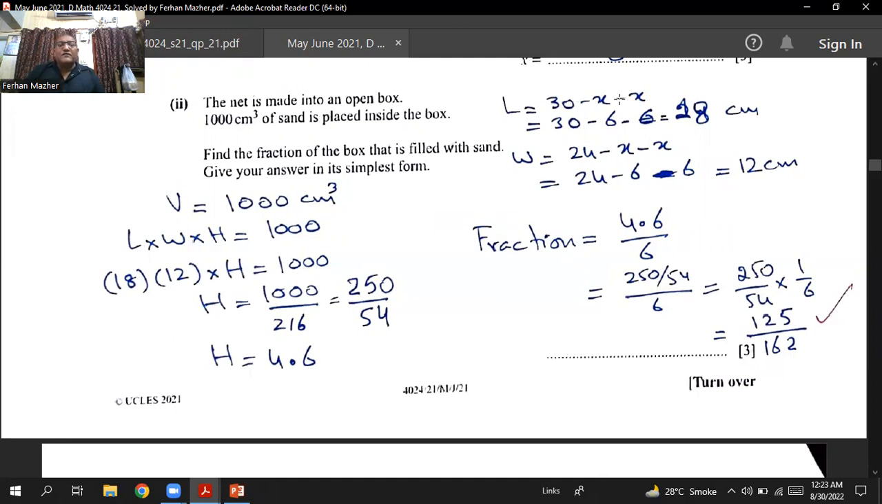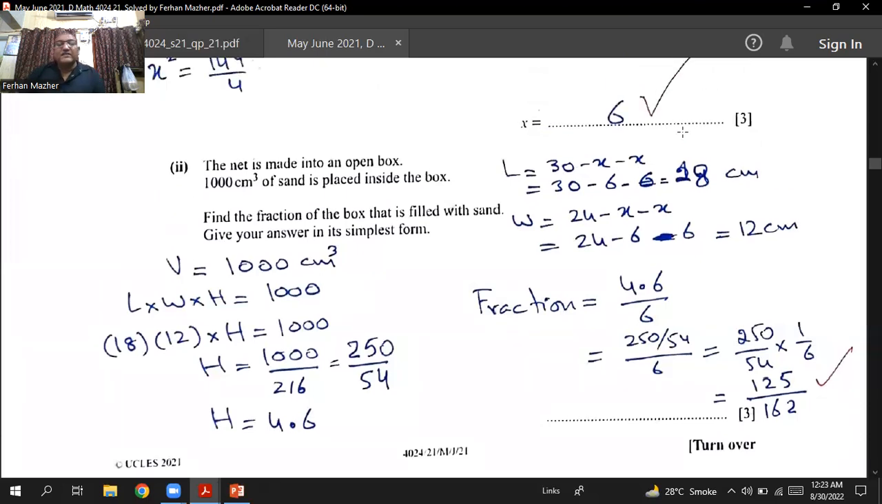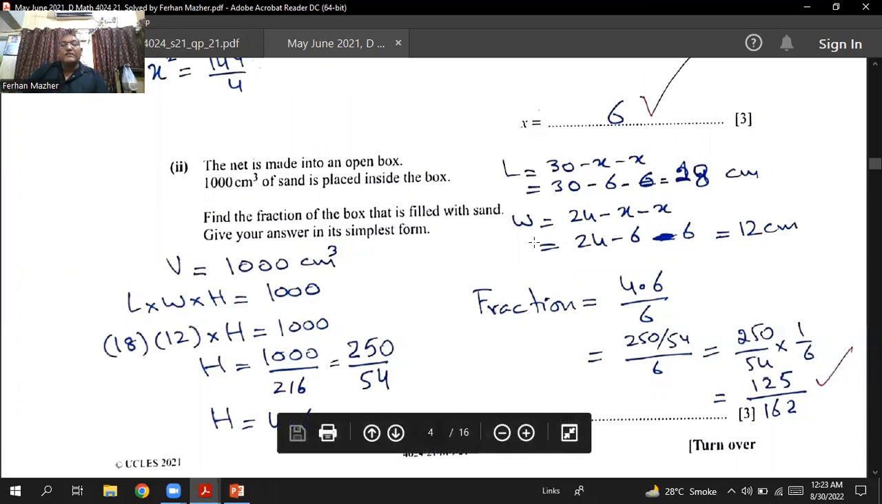The length of that box is 18. You can see I have found it here. So that's 30 minus x minus x. So that's 30 minus 6 minus 6 because x value is 6. And so it means 18 centimeter. The width is 24 minus x minus x. That's 24 minus 6 minus 6, and that is 12. That's why I use here 18 and 12.